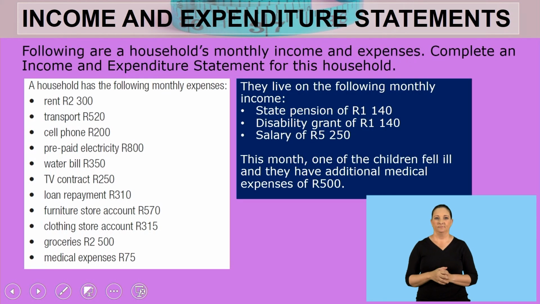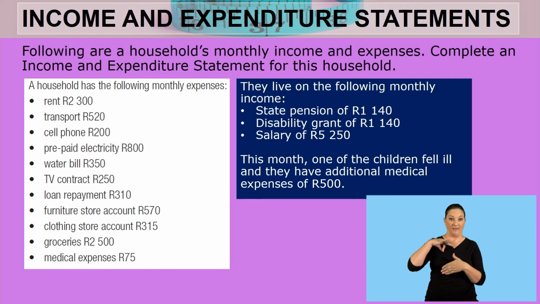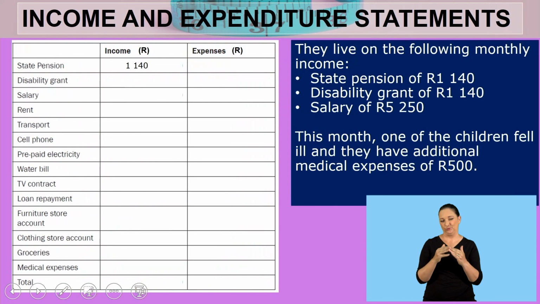Right, let's do an example. The following are a household's monthly income and expenses. Complete an income and expenditure statement for this household. Okay, they live on the following monthly income. They have a state pension of 1,140 Rand, which I've included. The disability grant, there it is, 1,140 Rand. Then a salary of 5,250 Rand. This month, one of the children fell ill, and they have additional medical expenses of 500 Rand. So that would be an occasional expense.